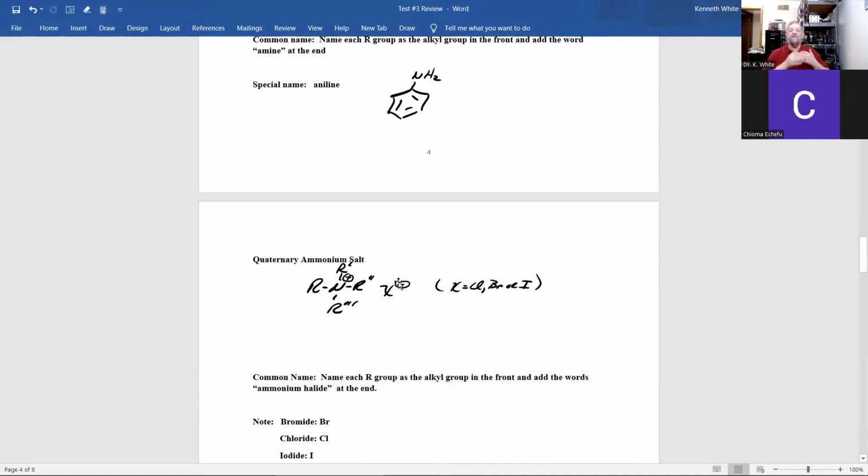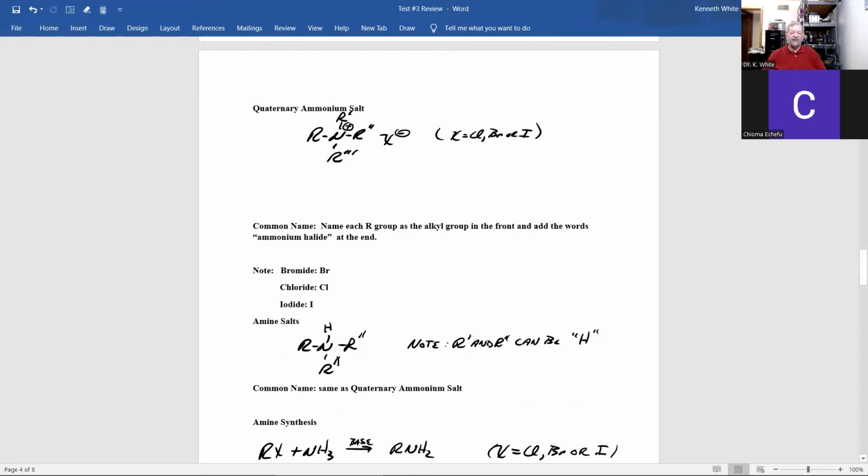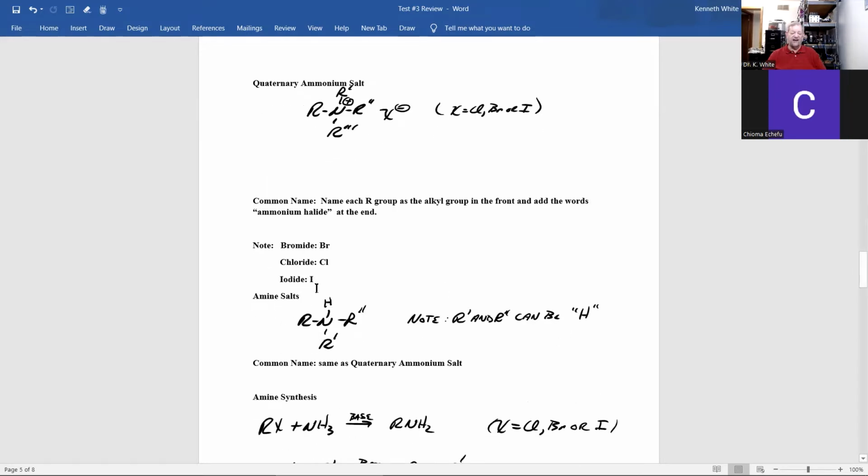Now, something very near and dear to my heart, quaternary ammonium salts. That's when you have 4 groups on nitrogen, has a positive charge. You have an anion. For this class, the anion will be chloride, bromide, Cl minus, Br minus, or I minus. Now, how do you name quaternary ammonium salts? Name each R group as the alkyl group it is and put that in front. Then add the words ammonium halide. Now, when it's bromine, that halide is called bromide. When it's chlorine, it's called chloride. And when it's iodine, it's iodide.